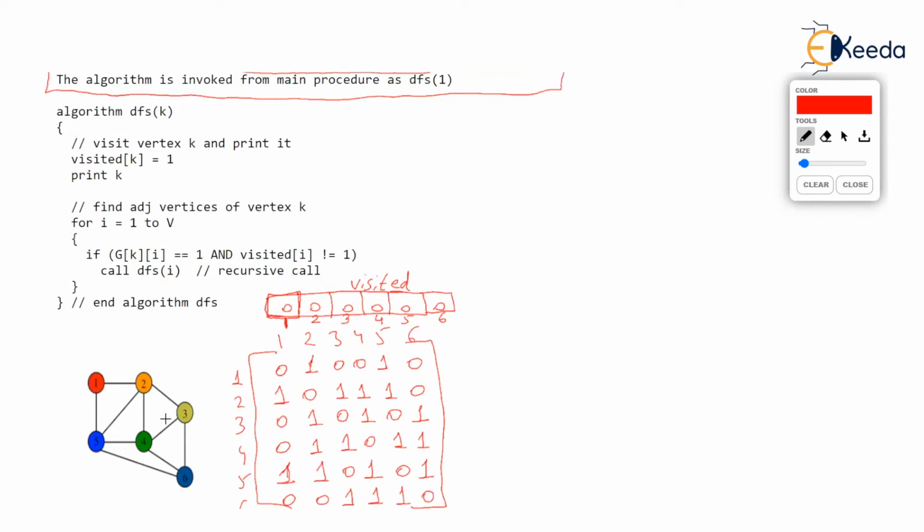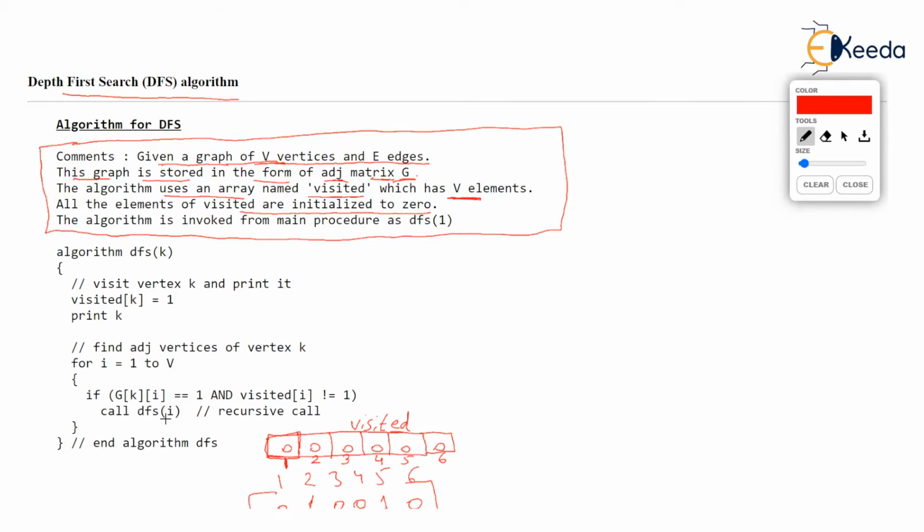Coming back to the comment section, very importantly, the algorithm is invoked or called from the main procedure or main program as DFS. This is so important, isn't it? Because DFS is going to go to each vertex exactly once. Then you have to tell the reader of the algorithm that the DFS algorithm is going to start from which vertex. And we as programmers have decided that DFS will start from the first vertex. So while invoking the DFS algorithm from main, we are going to pass 1. 1 is the vertex number from where DFS commences or begins.